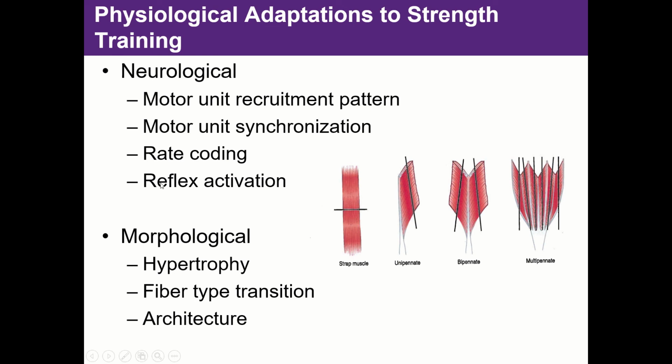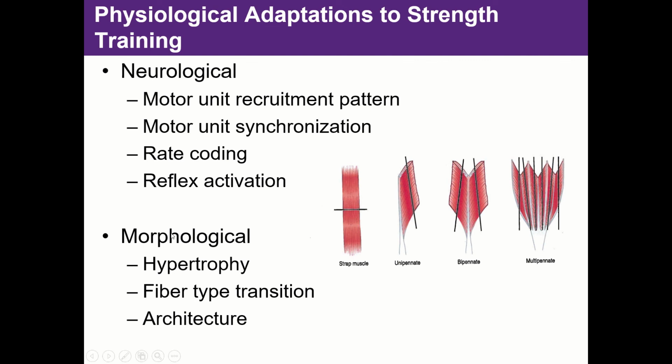And then reflex activation. So again, that Golgi tendon reflex that causes the muscle to shut down, those Golgi tendon organs end up developing higher and higher thresholds before they fire. So you can lift more and more weight before they cause reflex inhibition or reflex relaxation.